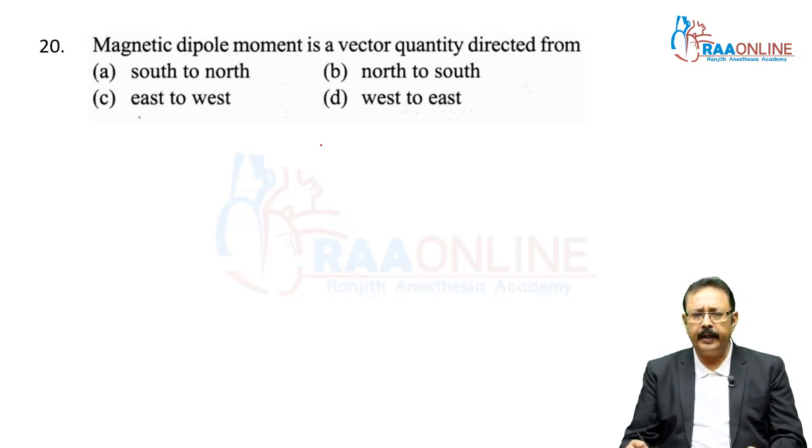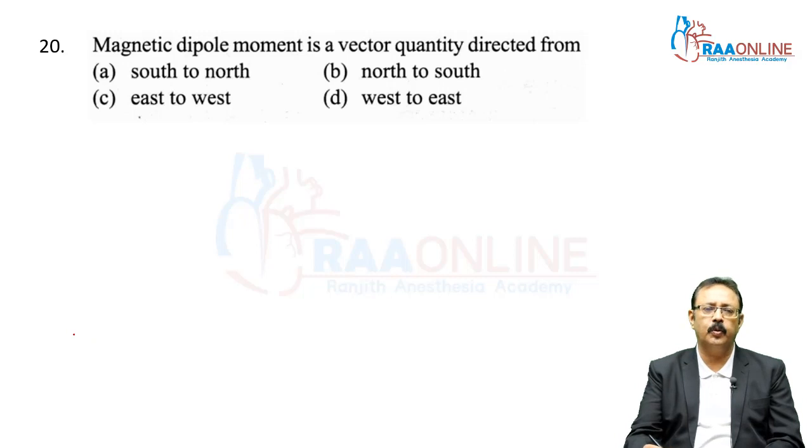Next. Magnetic dipole moment is a vector quantity directed from south pole to north pole. So we will go with option A.